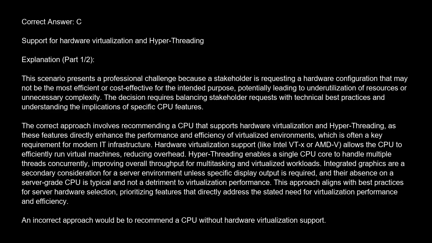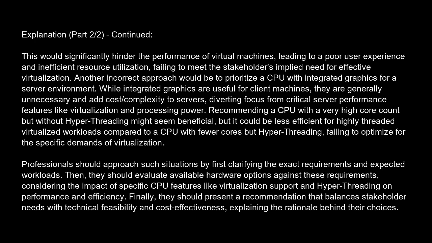This approach aligns with best practices for server hardware selection, prioritizing features that directly address the stated need for virtualization performance and efficiency. An incorrect approach would be to recommend a CPU without hardware virtualization support. This would significantly hinder the performance of virtual machines, leading to a poor user experience and inefficient resource utilization, failing to meet the stakeholders' implied need for effective virtualization.